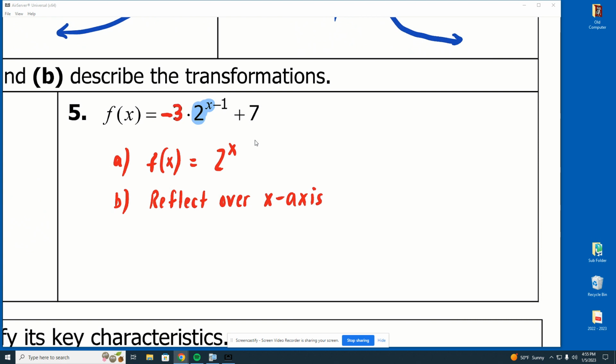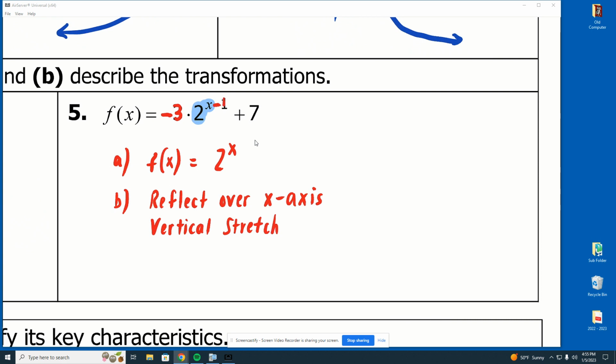That's my first transformation. But then we look at that a value and it's a 3. 3 is obviously greater than 1. So that's going to make this a vertical stretch. It's going to yank it up and make it a vertical stretch. Okay, that's all of a.